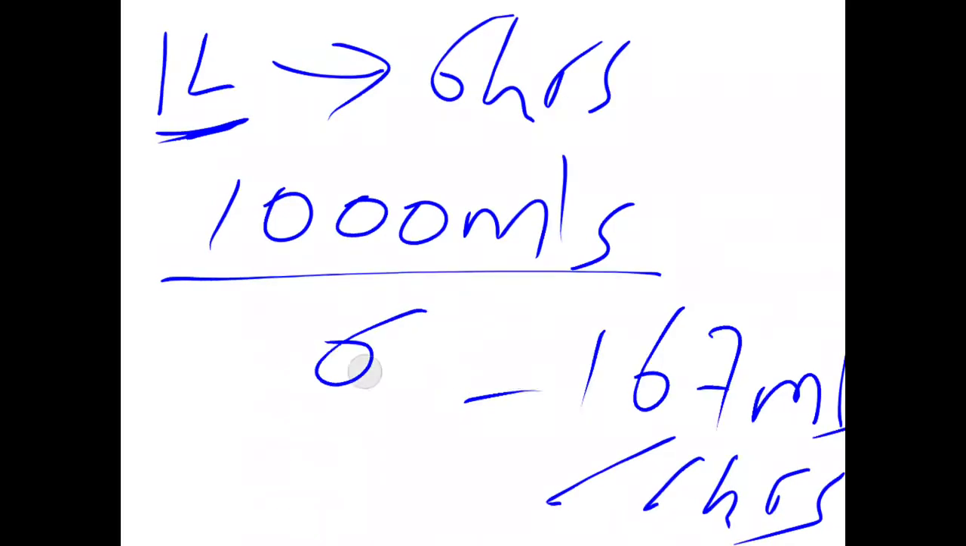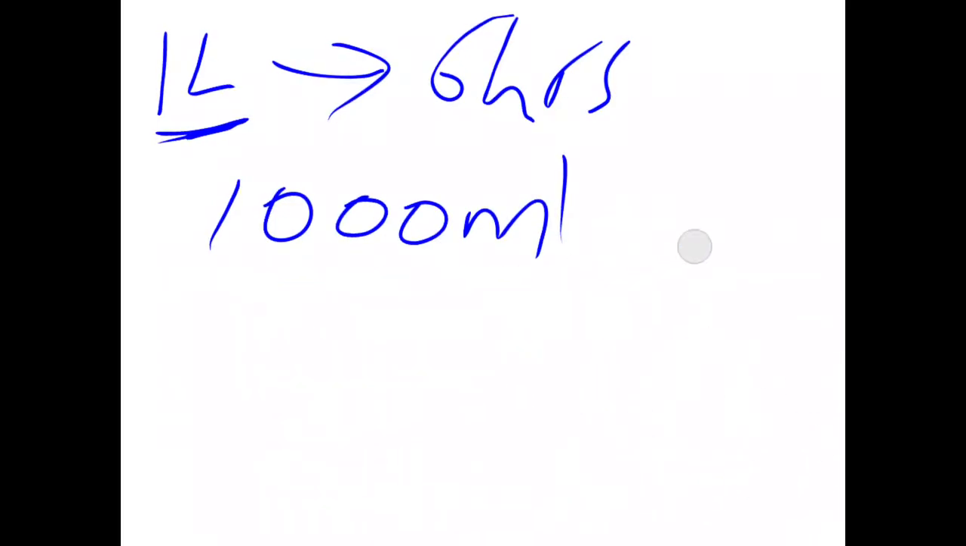Meaning per hour the patient will be receiving about 167 mils. Okay, maybe we talk about the last example, then we talk about the flow rate or infusion rate, then we can end there for today.